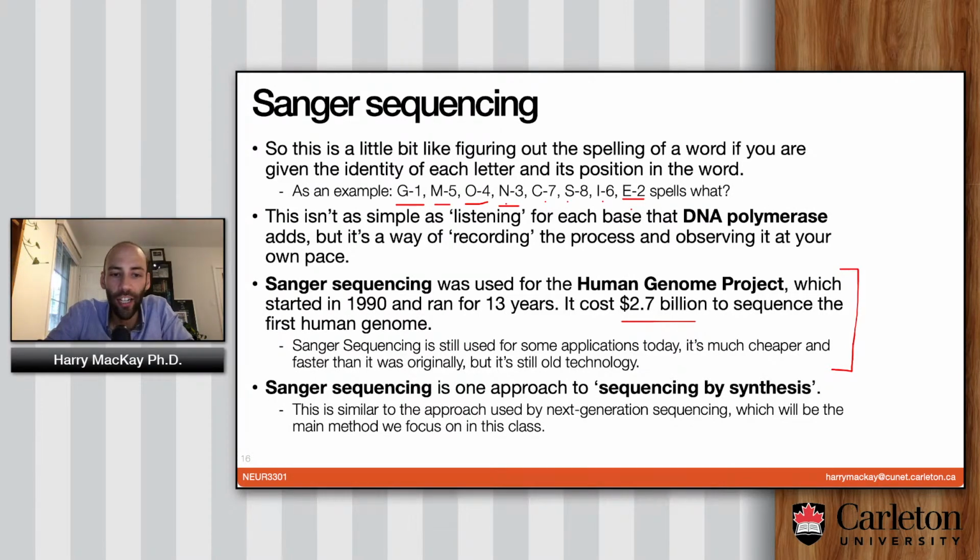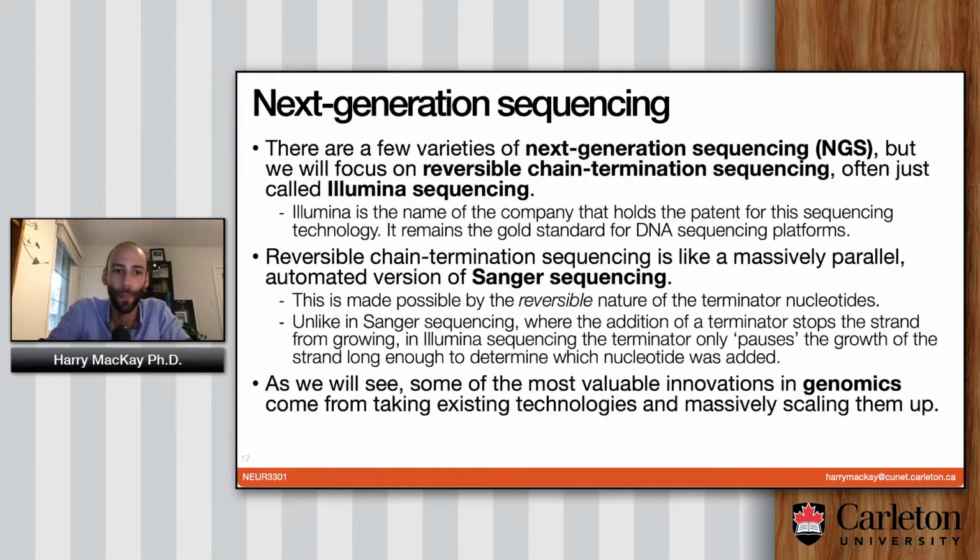So it is still actually used for some applications today. It's a lot cheaper than it used to be, but it's not at all appropriate for genome-wide sequencing. However, it gives you an example of the idea of sequencing by synthesis, and this is the heart of next-gen sequencing as well. Synthesizing DNA gives you a window into the bases that are being added, and if you know what bases are being added, then you know the sequence of the template strand. That's the aim of sequencing: to figure out the sequence of the template strand.